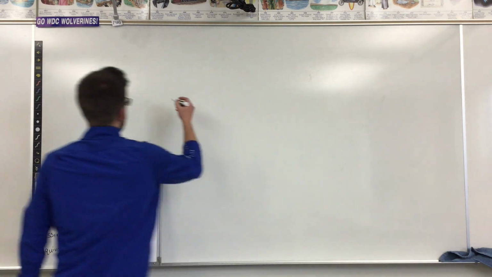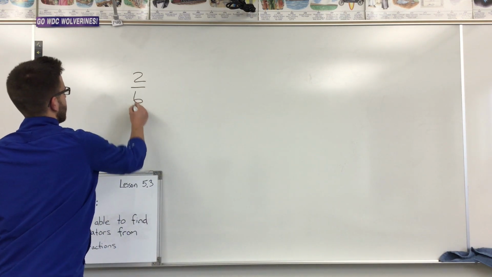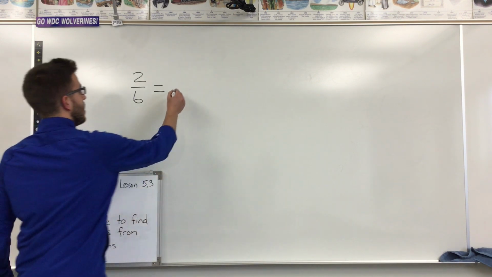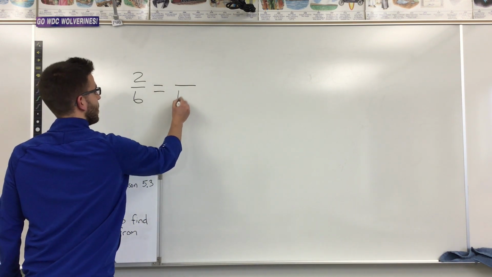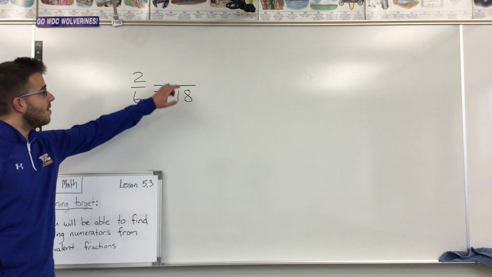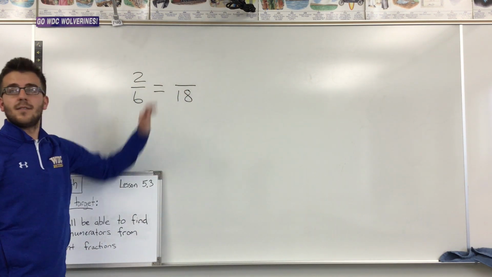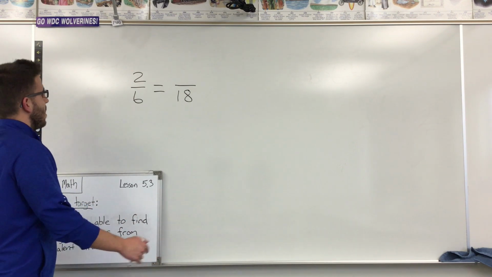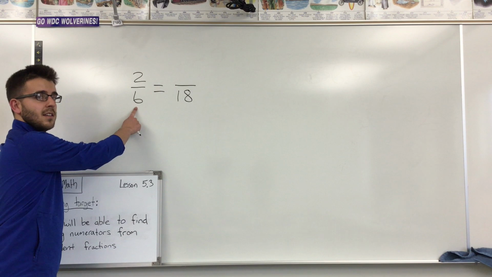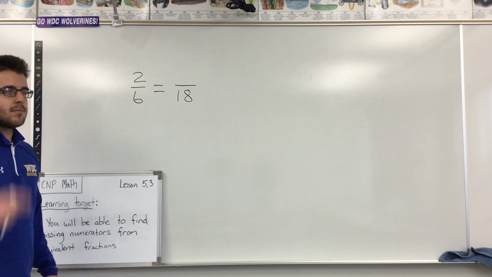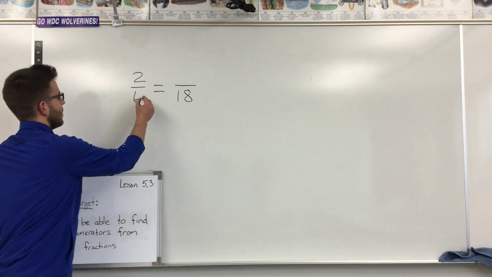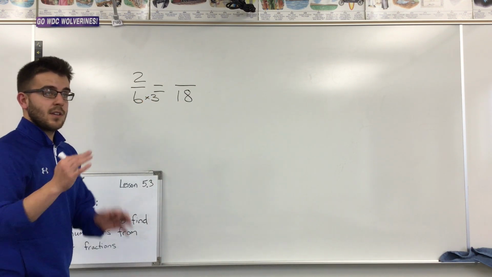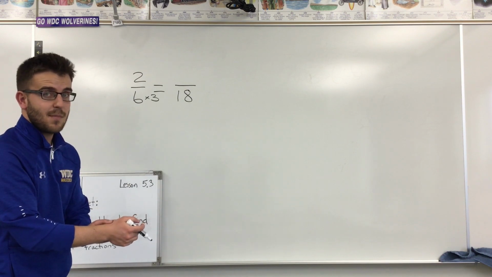So say we have 2/6 is equivalent or equal to something over 18. We have a missing numerator right there. How do you solve this? Well, this is how. What number times 6 gets you 18? 3. We take the bottom times 3. What you do to the bottom, you got to do to the top. That's the rule.